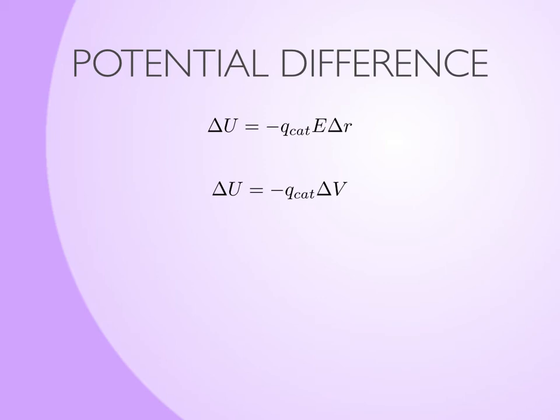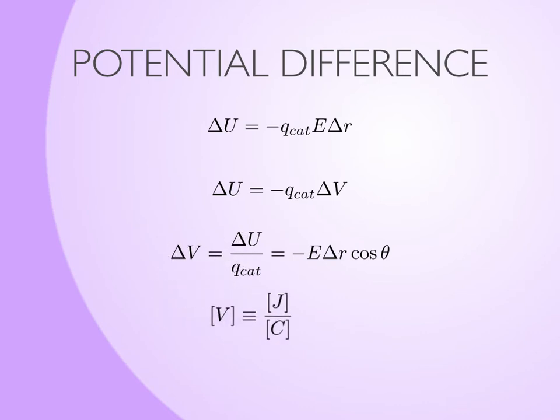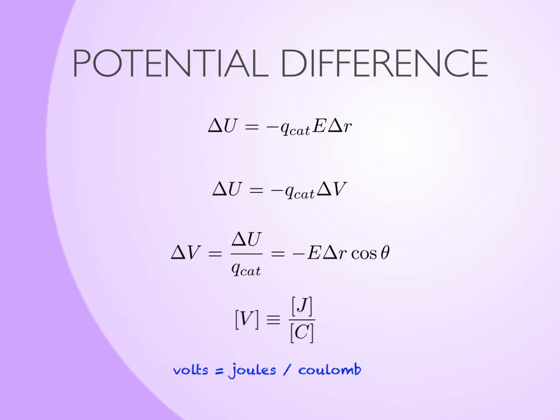So let's take that E delta R and define it as being something new, and I'm going to call it delta V, where delta V is the change in potential energy that a charged object would experience going through that change in delta V. So delta V is delta U divided by, in this case, Q cat, and that's equal to negative E times delta R cosine theta. And I'll just look at the units on this. Delta U is in joules and Q is in coulombs, so a joule per coulomb is something we're going to define to be a volt.